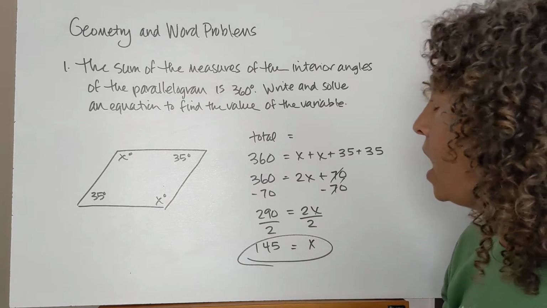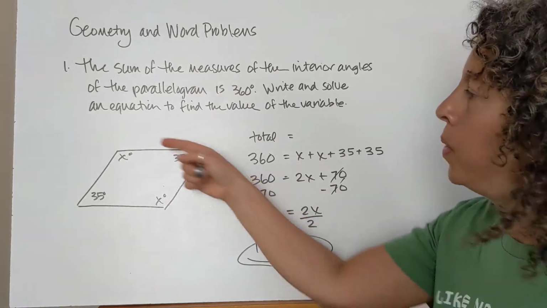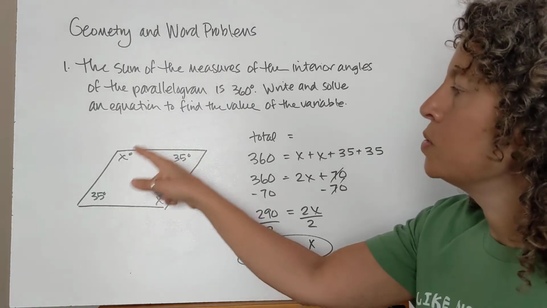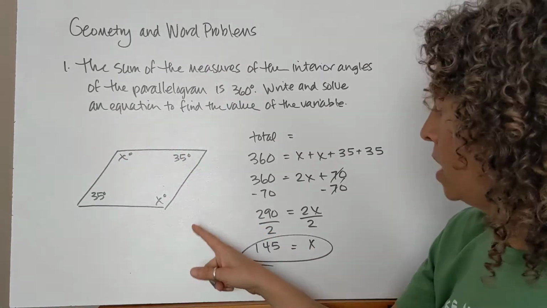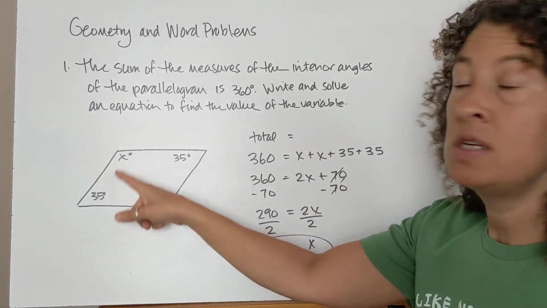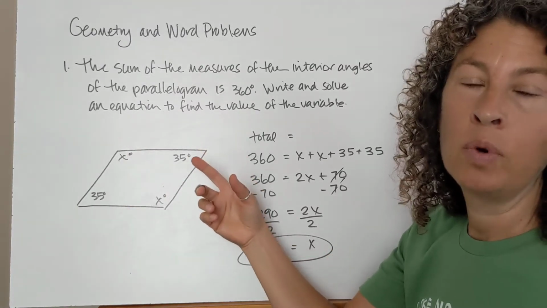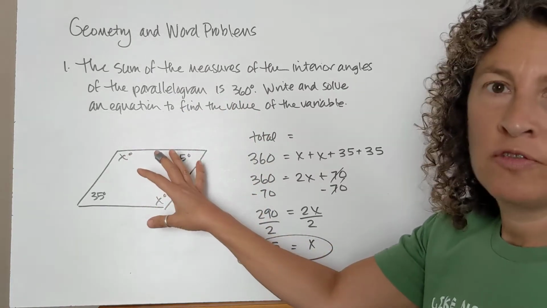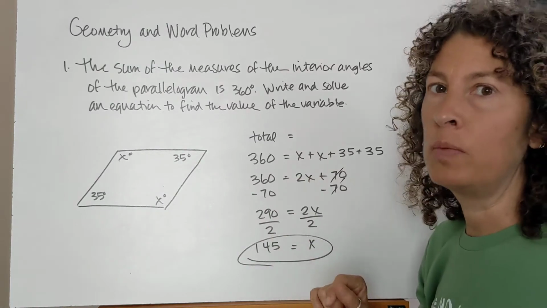Divided by 2, I get 145 is equal to x. So both of these angles are equal to 145. This one would be a nice one to check. I could add those all up. So 145 plus 35, I know that's 180. That means these two would equal 180. When I add 180 plus 180, I get 360. So that was looking at a geometric figure and writing an equation to solve for our missing pieces.